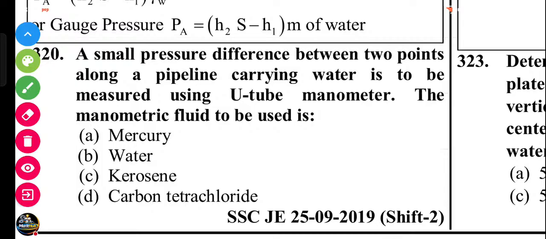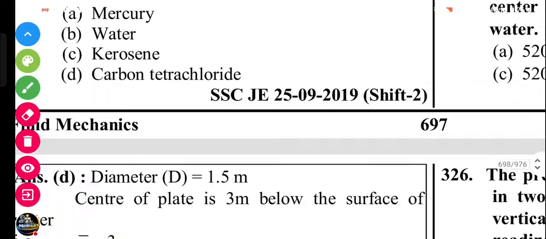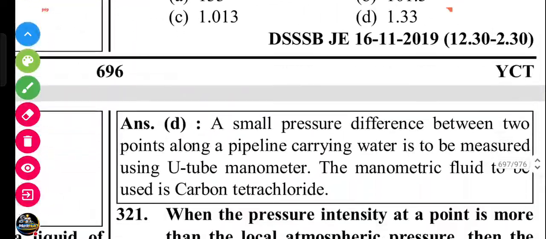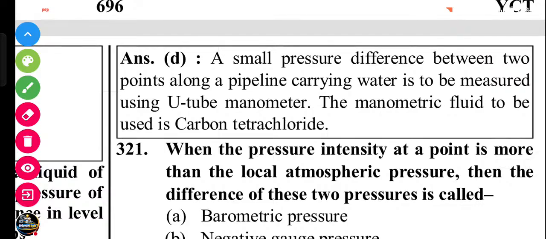Next question. A small pressure difference between two points along a pipeline carrying water is to be measured using a U-tube manometer. The manometric fluid to be used is carbon tetrachloride. D is the answer. Let's check the answer. Yes, the manometric fluid to be used is carbon tetrachloride. Sorry for the noise, friends.